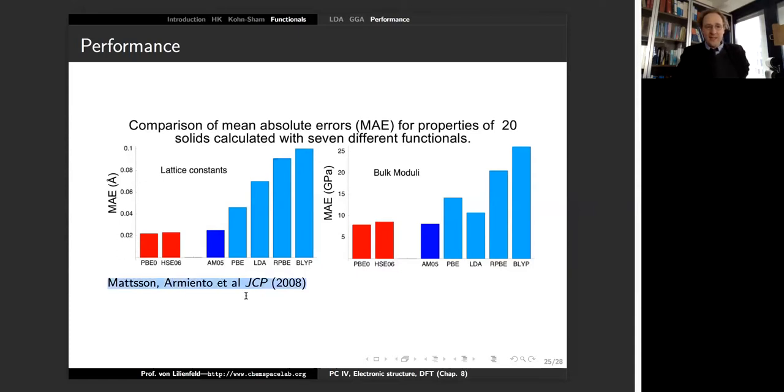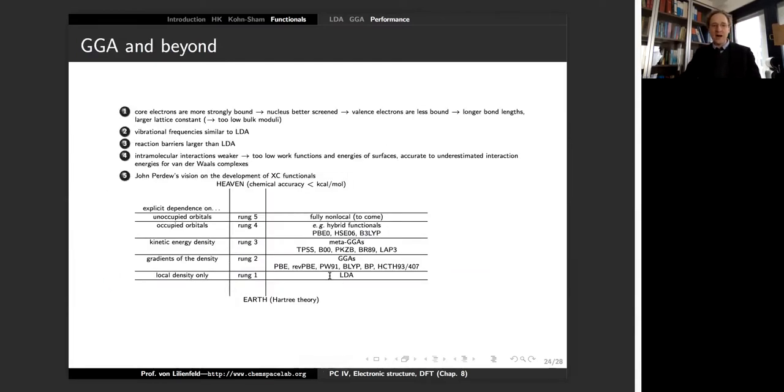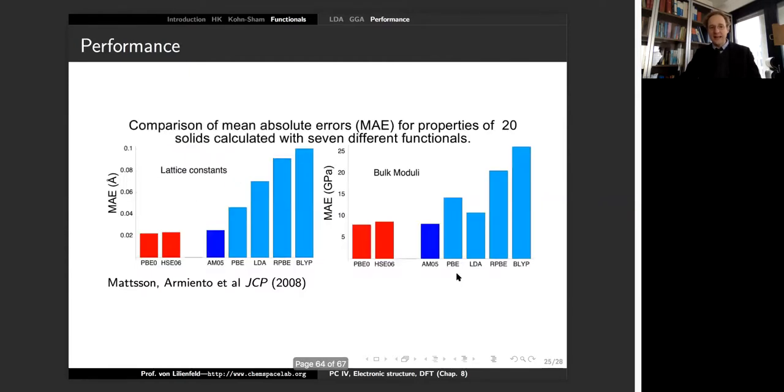Now, these authors actually showed that AMO5, which is also a functional that sits in between LDA and GGA, is also capable of getting similar accuracy. Right? Now, AMO5 doesn't work so well for molecules, but for solids, you see it's on par with the performance of such hybrid functionals. And that is quite interesting, right?